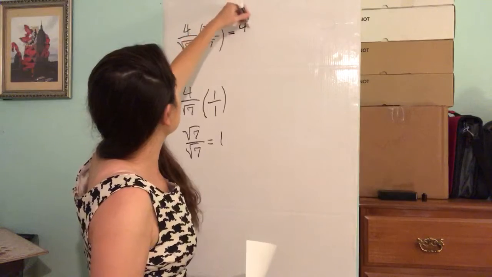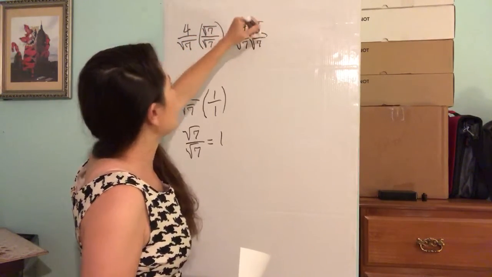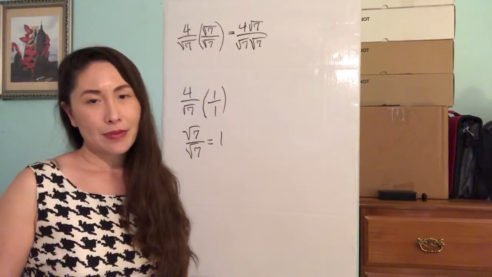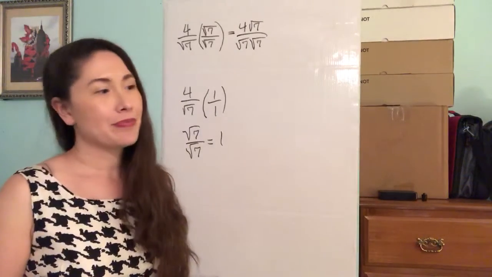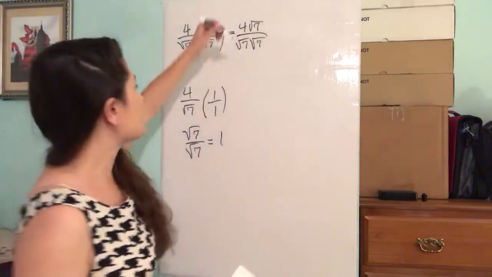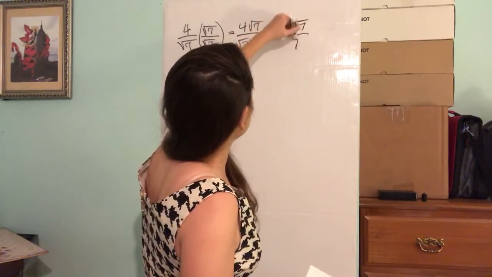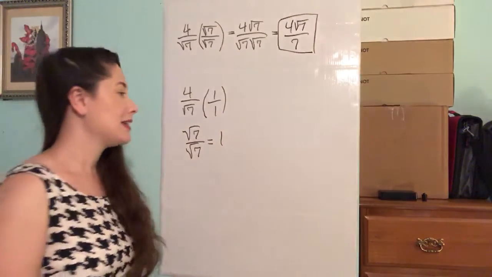We get 4 times square root of 7. Now what's square root of 7 times square root of 7? If you multiply those two together, what are you going to get? A square root of the same number times itself. It's going to be 7, right? So 4 times square root of 7 over 7. And that's your final answer for that.